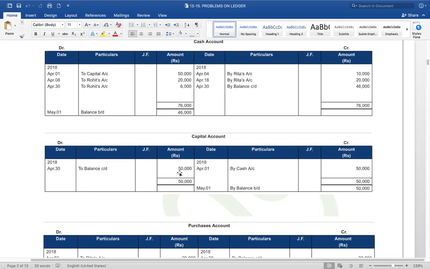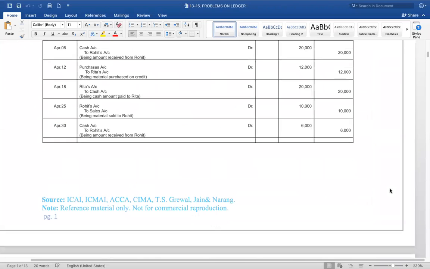What is that? That's a balancing figure. That is the closing balance on the last day of that accounting period. What is the closing balance on the last day of that accounting period will become the opening balance on the first day of the next accounting period. And here you write by balance brought down 50,000. Yes, please. Somebody is asking some question. No question? Okay. Next.